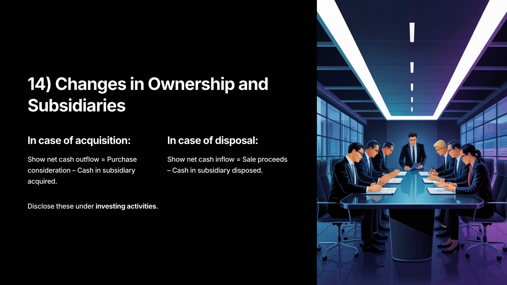Changes in ownership in subsidiaries. When you acquire a subsidiary, present the net cash outflow under investing activities: purchase consideration, less cash in the subsidiary acquired. When you dispose of a subsidiary, show sale proceeds, less cash disposed. Also disclose the gross amounts and significant components to give users full context.